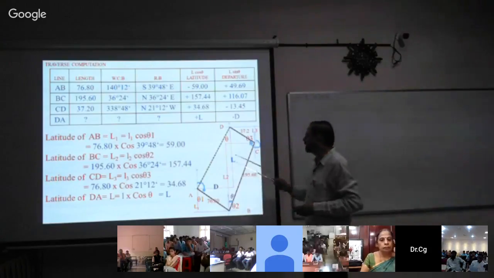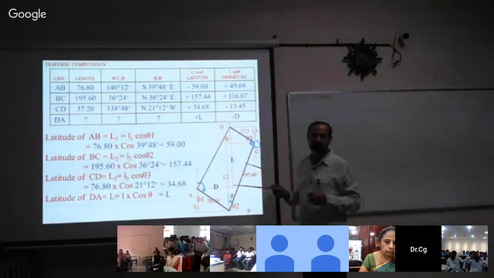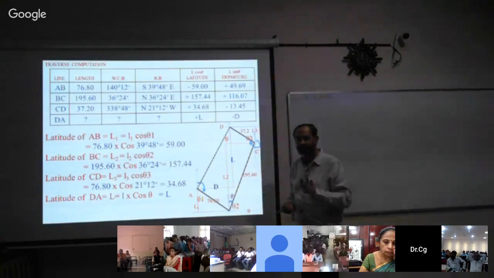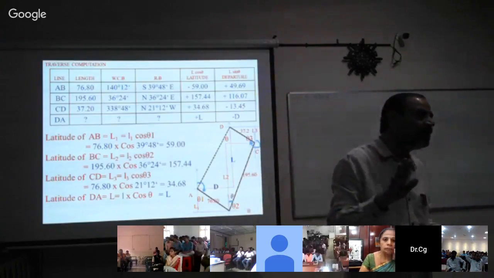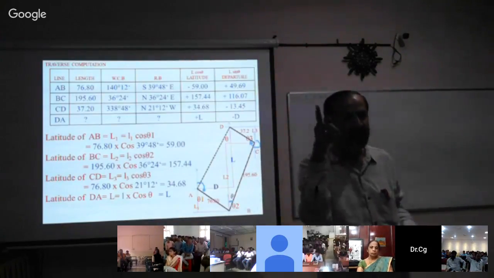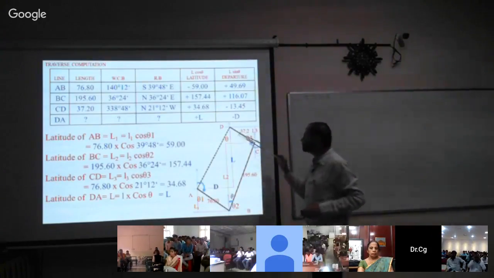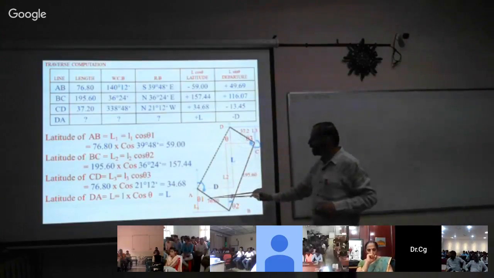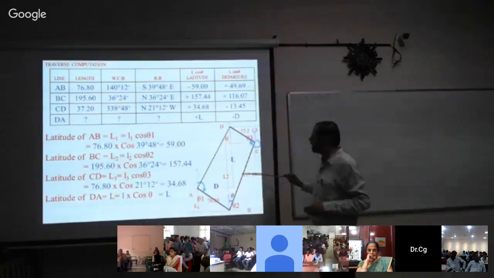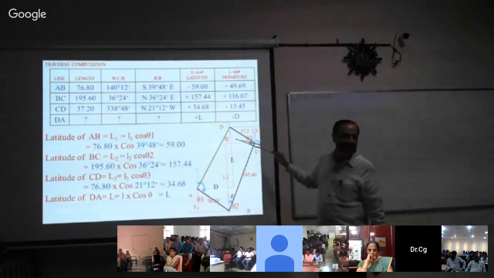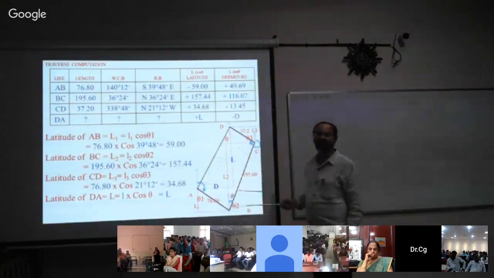Isn't it? And in those circumstances, this is the line DA. For a closed traverse, sigma L is equal to 0, sigma D is equal to 0, and the total angle is 360 degrees, isn't it? So now we have calculated the length and bearing of the line AB, the length and bearing of the line BC, the length and bearing of the line CD. Now the length and bearing of DA, isn't it?